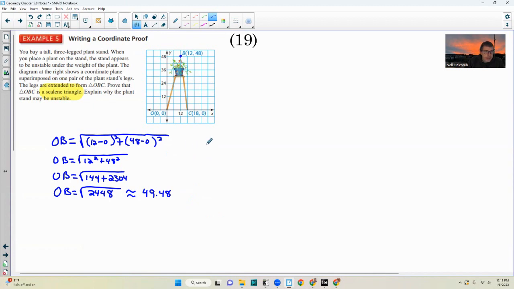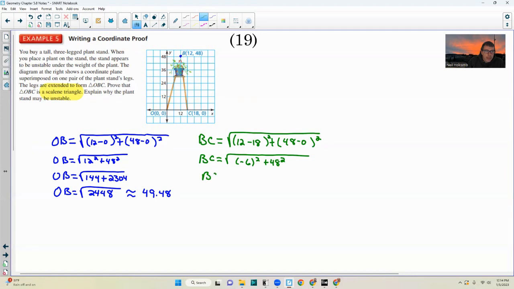Now I want to find the length of BC. So let me do green this time. BC is going to equal the square root of, and I always do this first, the two sets of parentheses squared with a plus sign in between. And then we look at x's. 12 minus 18 and 48 minus 0. That is going to give me 12 minus 18 is -6 squared plus 48 squared. So BC is going to equal this: -6 squared is positive 36. And we already did 48 squared is 2,304.